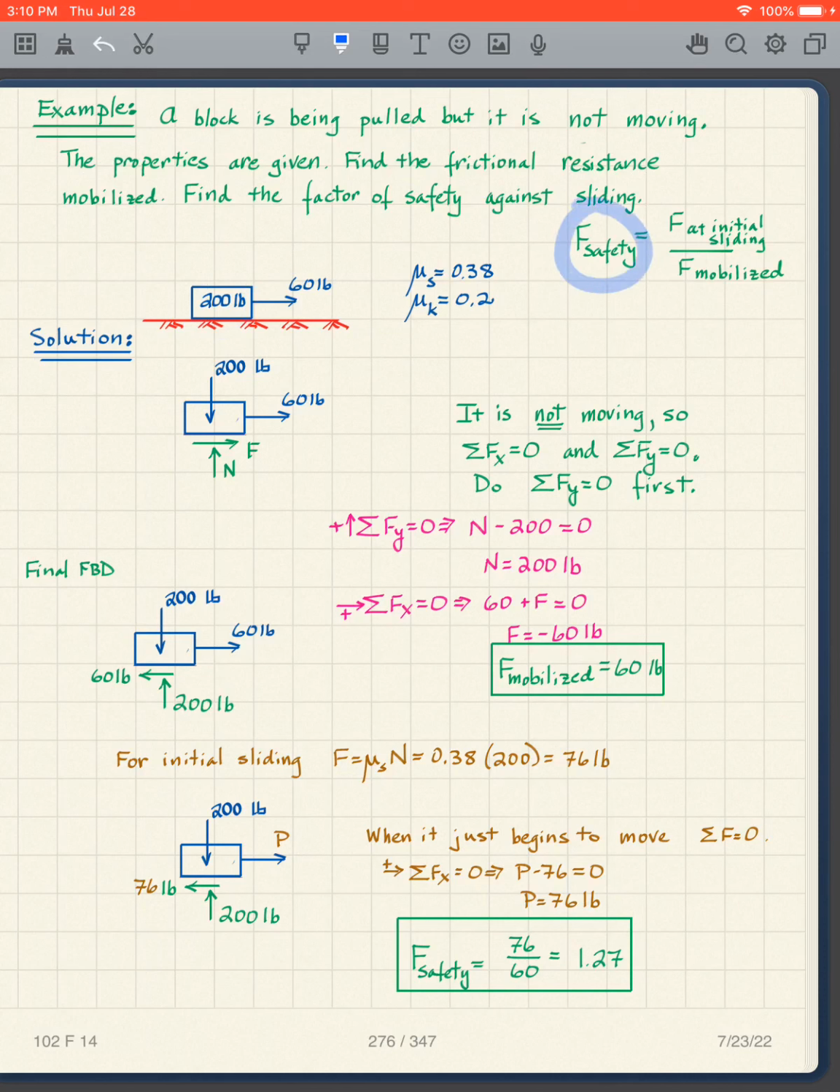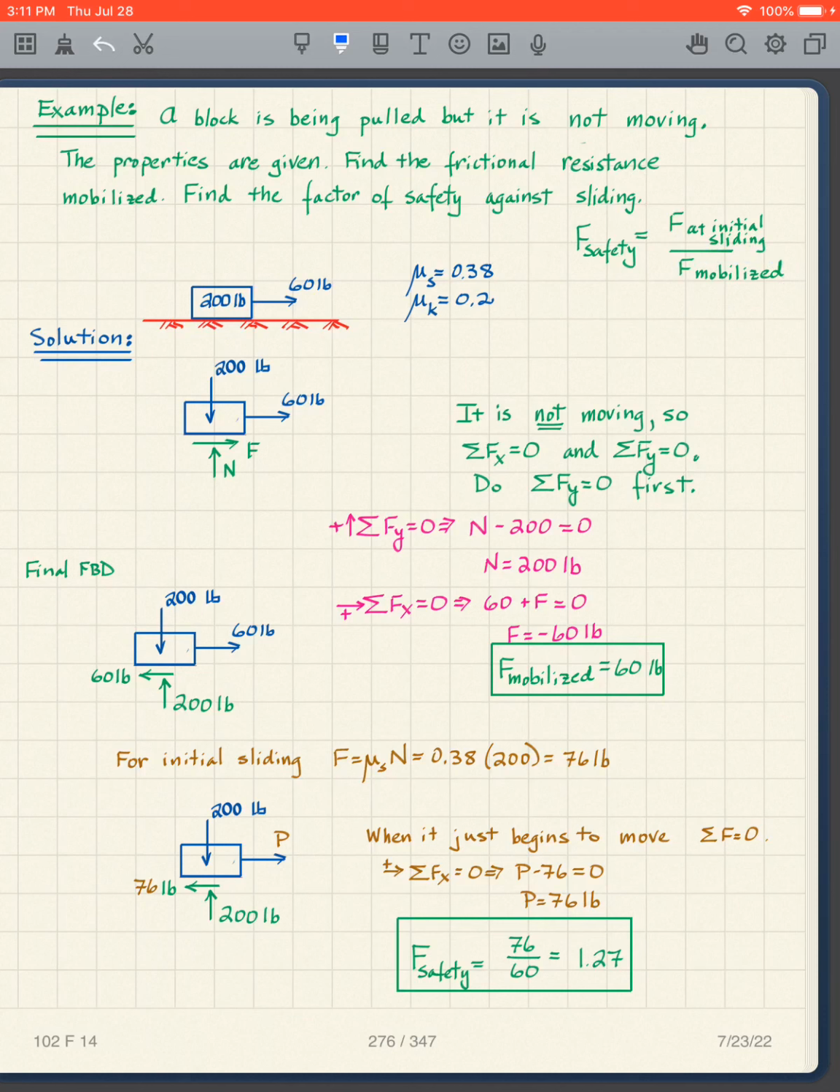And if we figure out what we call a factor of safety, that's going to give us an idea whether or not we have sufficient safety reserved to make it much less likely that this is going to slide across the surface there. And so the way that we're defining it in this case is we're going to take the F, the frictional force at initial sliding, divided by the frictional force that we have mobilized, that's there right now. So we call it mobilized, that's what's there.